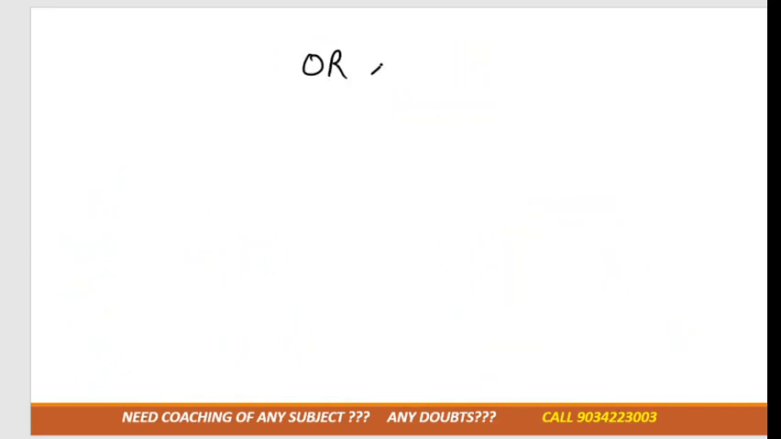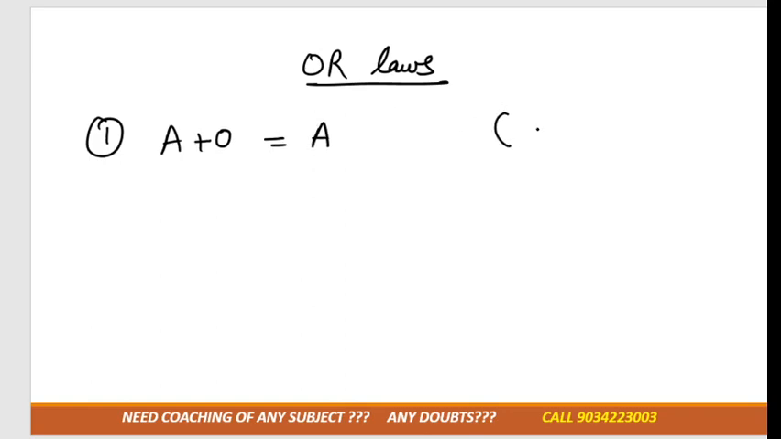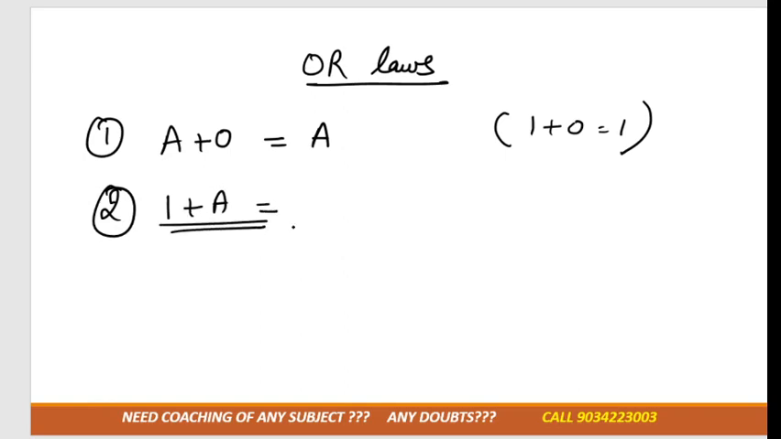Next are the OR laws. OR laws mean simply addition. That is A plus 0 is equal to A only. That is again like the maths law, that is 1 plus 0 is equal to 1 only. Second is 1 plus A. This is not according to maths, because in maths 1 plus A would be equal to some sum like that. But in this, if we add anything to 1, the answer will remain 1 only.